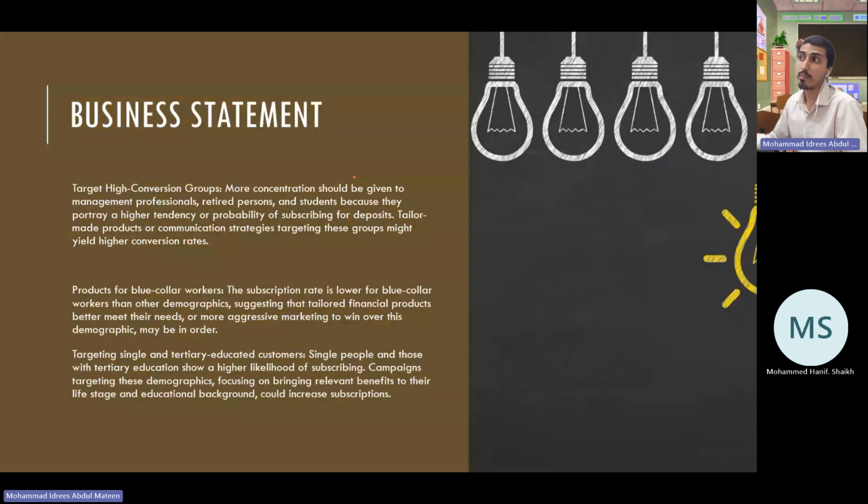What is the business statement that you have learned? Target high conversion groups. More concentration should be given to management professionals, because you saw that there are many customers that are not being converted, and to retired persons and students, because they portray a high tendency or probability to subscribe. We should have a product for blue collar workers, and we should target single and tertiary educated customers also.